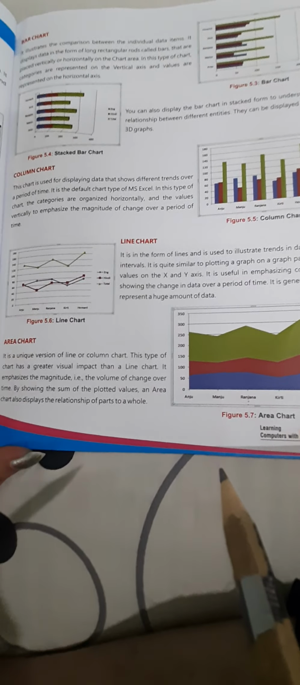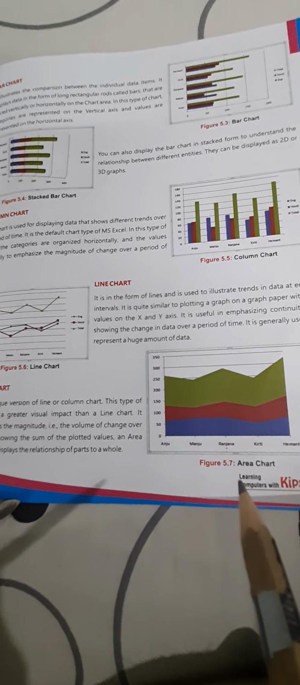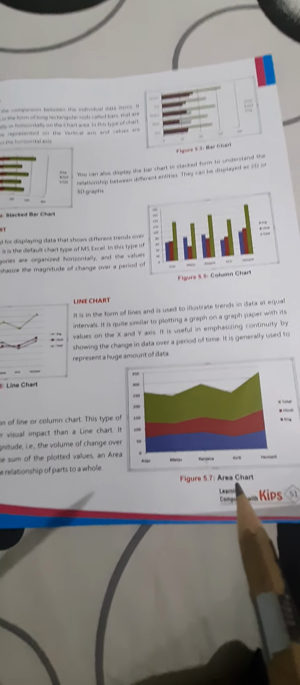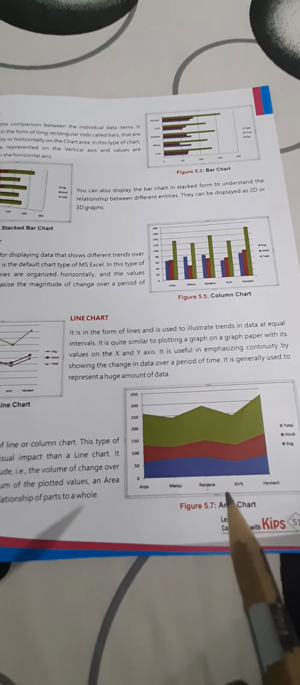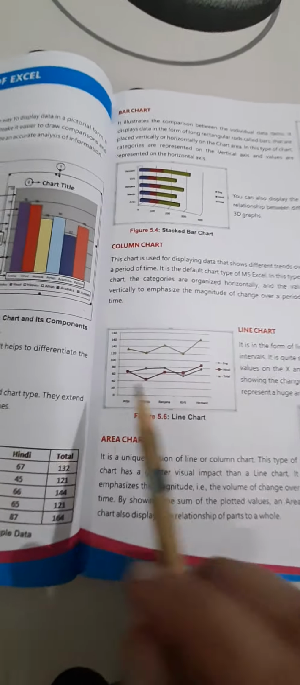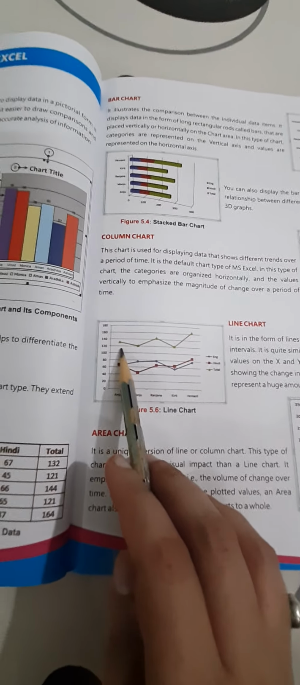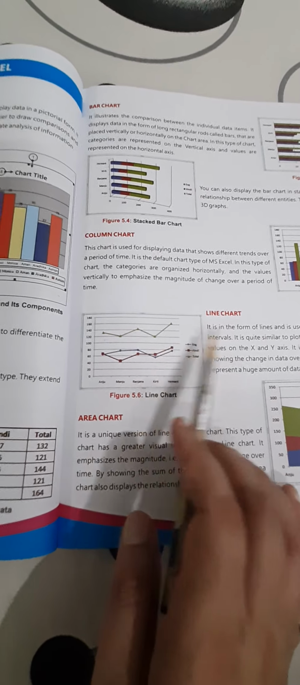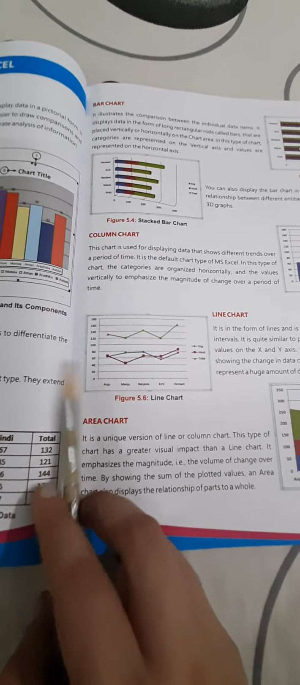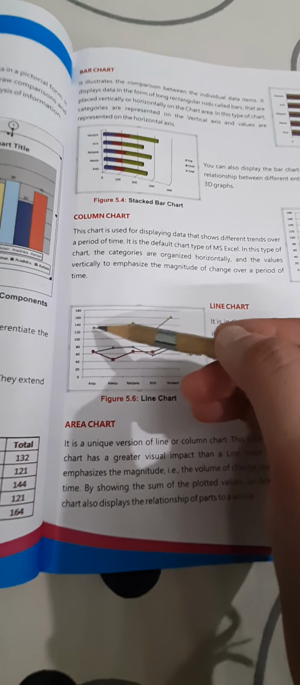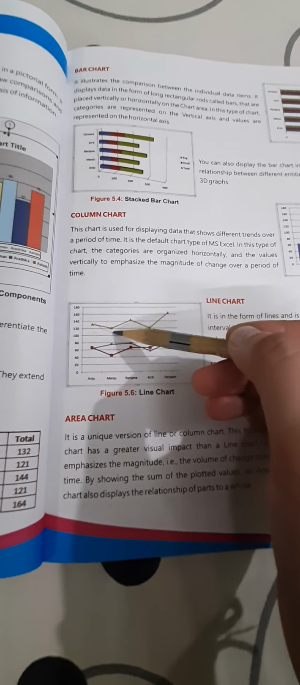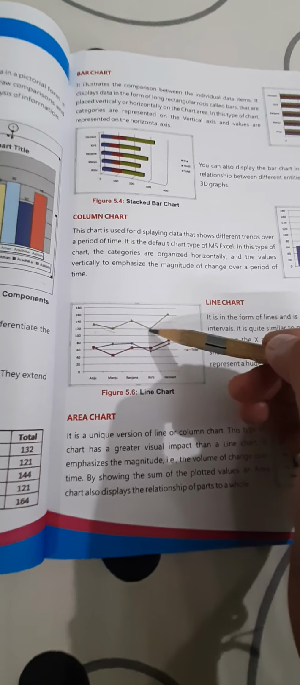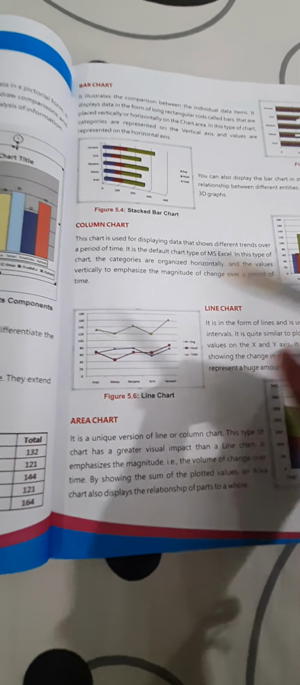Next comes the line chart. It is in the form of lines and is used to illustrate trends in the data at equal intervals. You can see these are in the form of lines. Suppose at one time my strength goes down, then it comes up, then it again goes down, then it again comes higher.